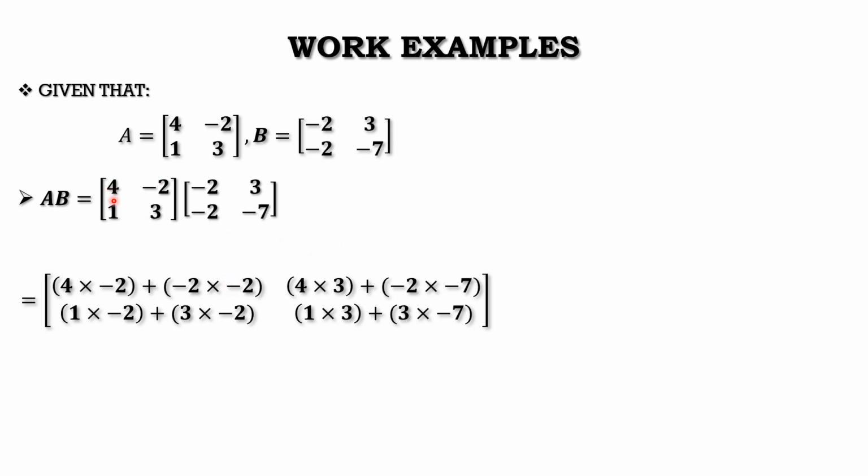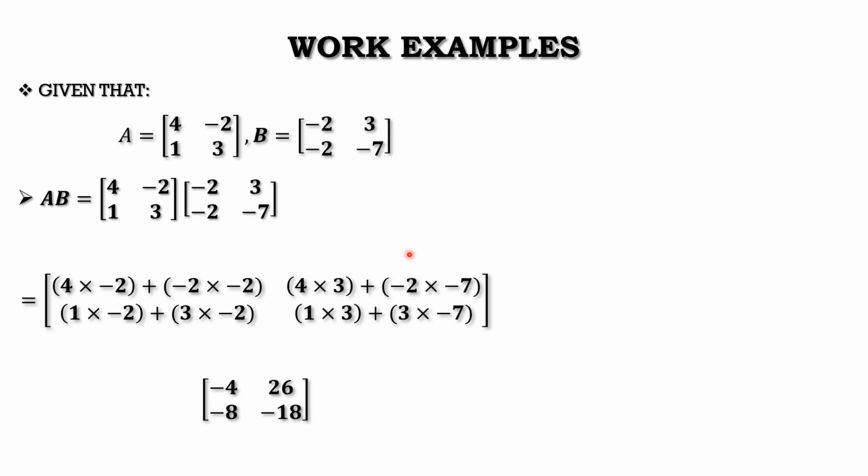Then we also have 4 times minus 3, 4 times 3 plus minus 2 times 7. That's the first to first, second to second. Then 1 times minus 2, then 3 times minus 2. Then 1 times 3, then 3 times minus 7. Then our final result will be minus 4, 36, minus 8, minus 18. All these are scalars from the dot product multiplication, row by column.